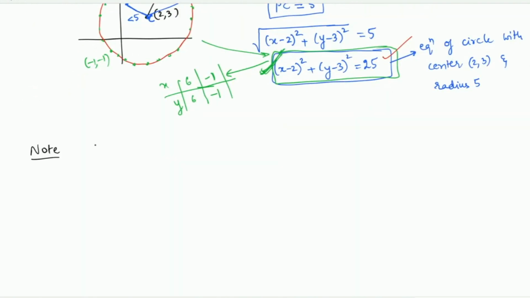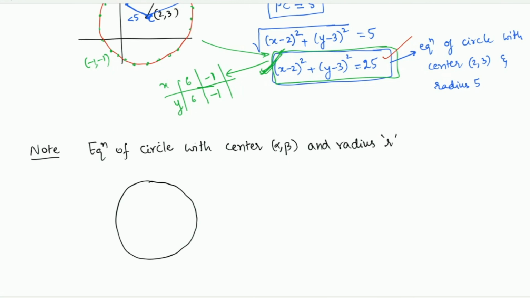Let's write one note. This we are going to learn by heart. Equation of circle with center (alpha, beta) and radius r. Center is given, radius is given. To find a circle, we need two data. Whenever they are talking about a circle and asking for a circle equation, we should always ask two questions: what is the center and what is the radius? If you know the center (alpha, beta) and the radius r, then what will be the equation of the circle? We take some point (x, y).